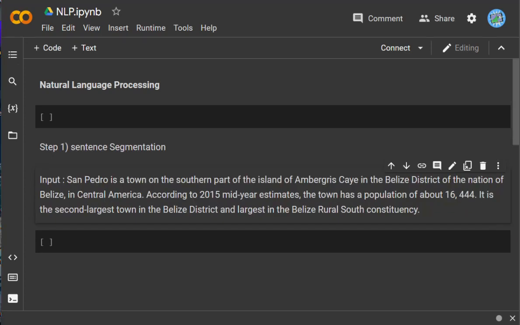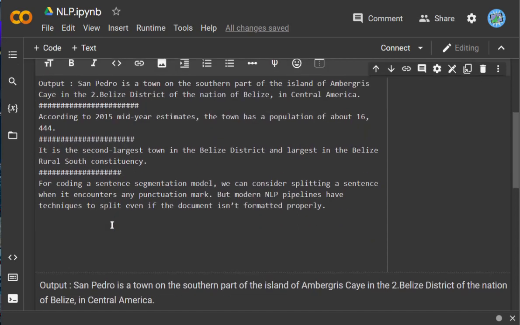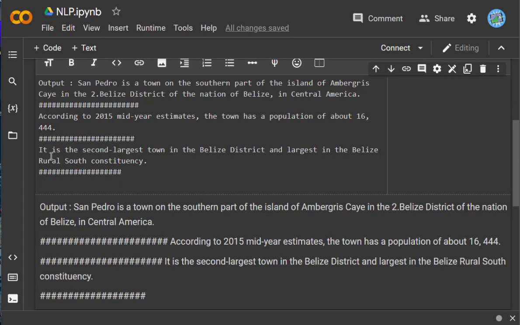So the output will be like this. Each part of the text will get broken down into different sentences. The first sentence will consist only of San Pedro is a town on the southern part, till Central America, and the second will be according to 2015 mid-year estimates, and so on. The third will be it is the second largest town in Belize. So this is how your input is broken down into a series of sentences.